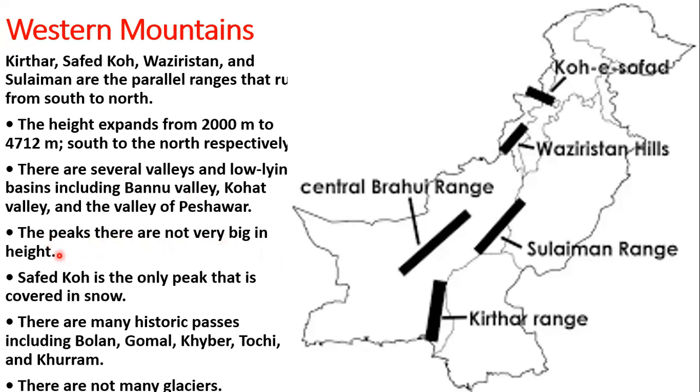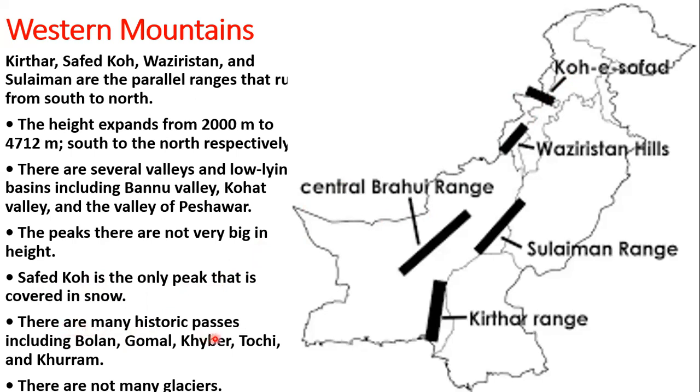The peaks are not very big in height. Their peaks are not as high as we found in Karakoram and Himalayas and Hindu Kush. They are quite narrow in comparison with them. Safedko is the only peak that is covered in the snow. Fine. The mountain area of Safedko is covered in snow, and it is because it is already linked with the northern areas. Therefore, maybe the climate is such.